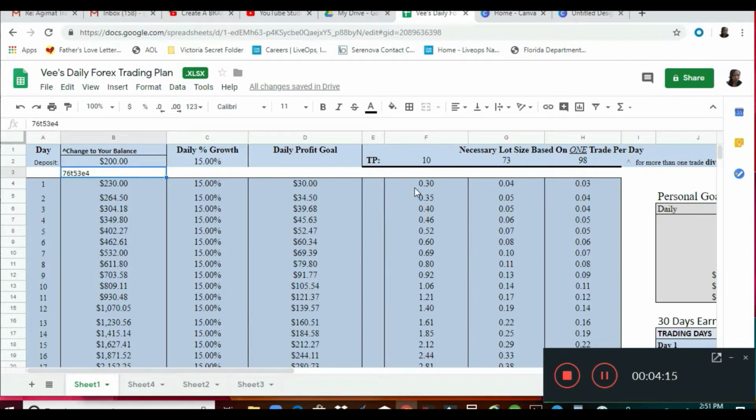So the $3 is basically what you would take and you would trade. So this will be $3 a pip.